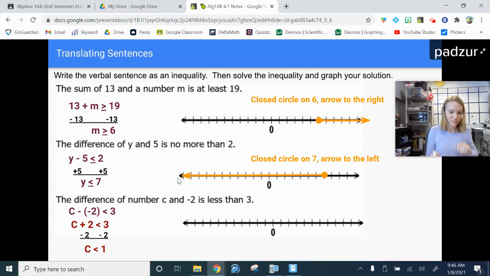And so now I want to graph that. It's an open circle because it's just a less than, not a less than or equal to. And it's less than, so we're going to shade it to the left. Open circle on 1 with an arrow to the left. And so it'll look like that.